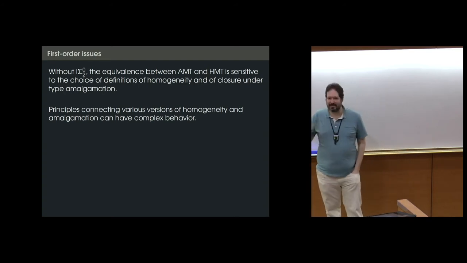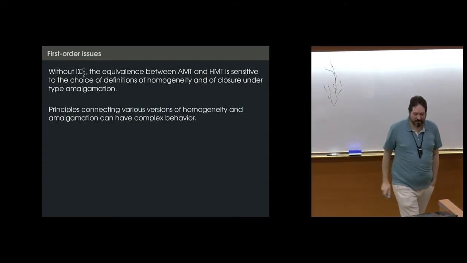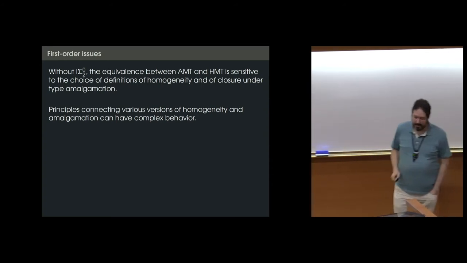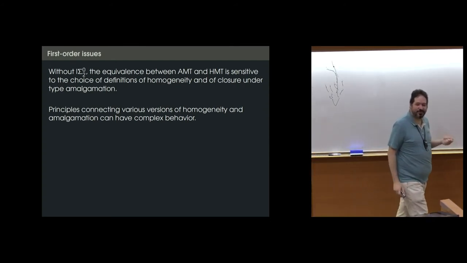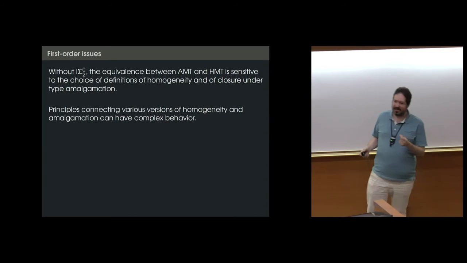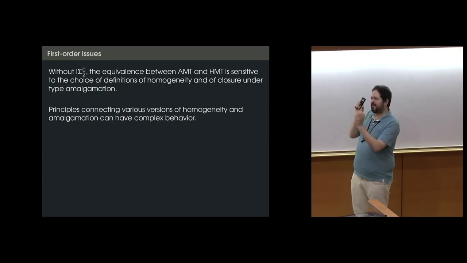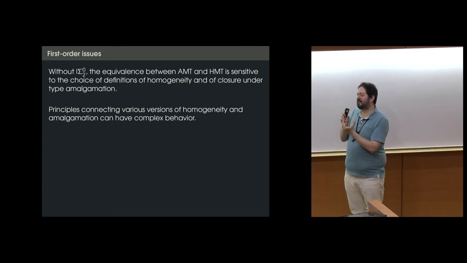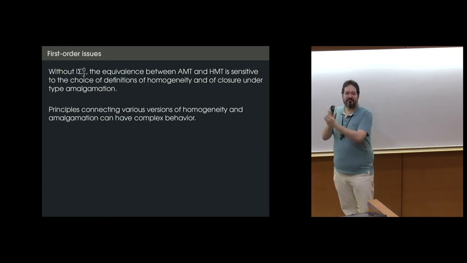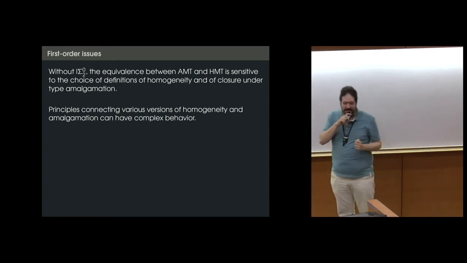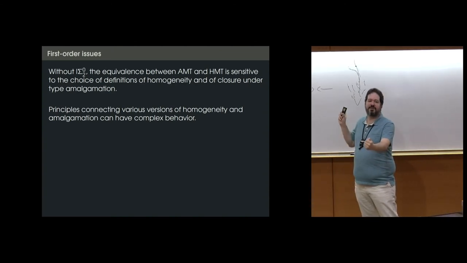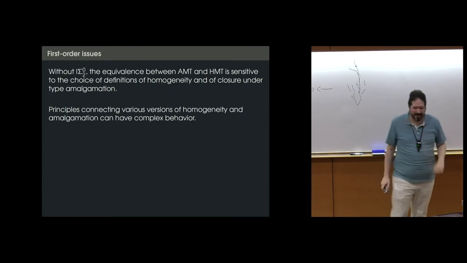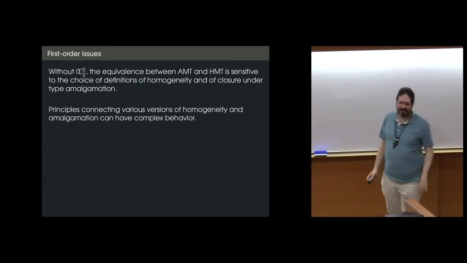Now, if you have I sigma 2, everything I've said has no variations. But if you have I sigma 2, the equivalence between AMT and HMT is sensitive to the choice of definitions of homogeneity and of closure and type amalgamation. As I said, you can have one pair of things that have the same type, or multiple pairs; you can extend by one thing, or by finitely many things. And then amalgamation, you can talk about amalgamation of two things, or of finitely many. So all of these are choices you can make, and then you get first order issues.